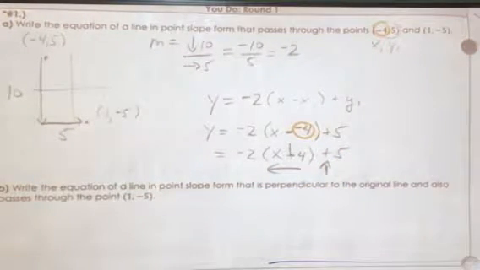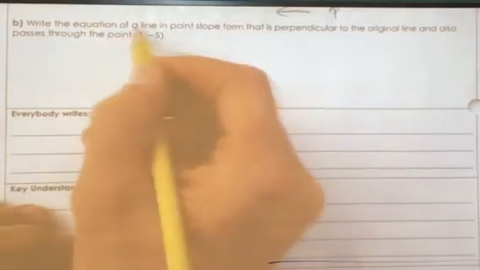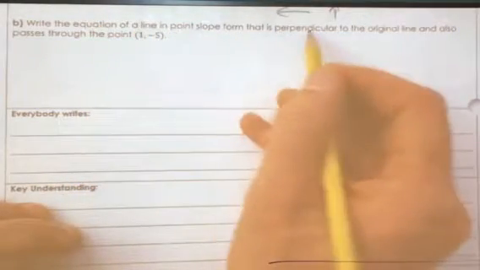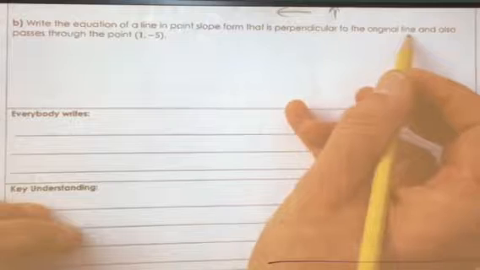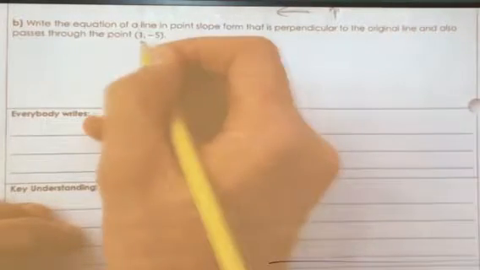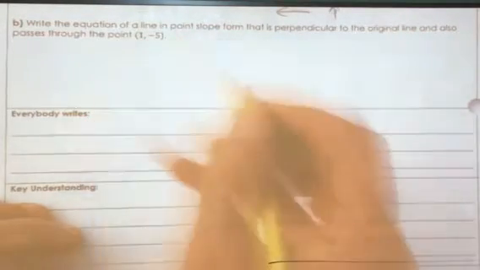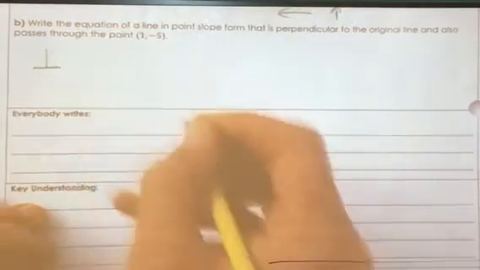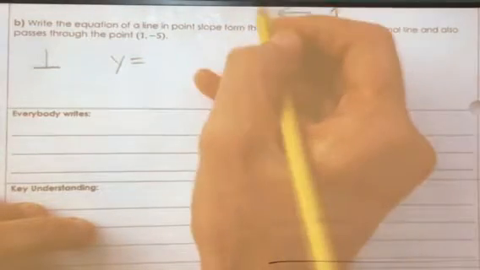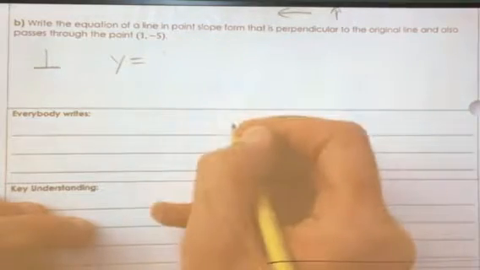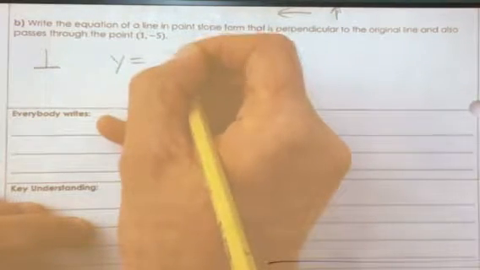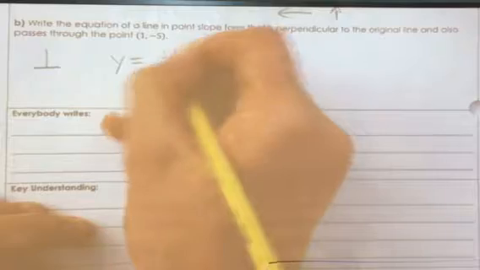Let's do another one. Write the equation of a line in point-slope form that is perpendicular to the original line and also hits this point 1, -5. So first we need to do perpendicular. So we need to change the slope. This should be y =, and we need to go from a slope of -2 to a slope of positive, instead of 2 over 1, we have 1 over 2.